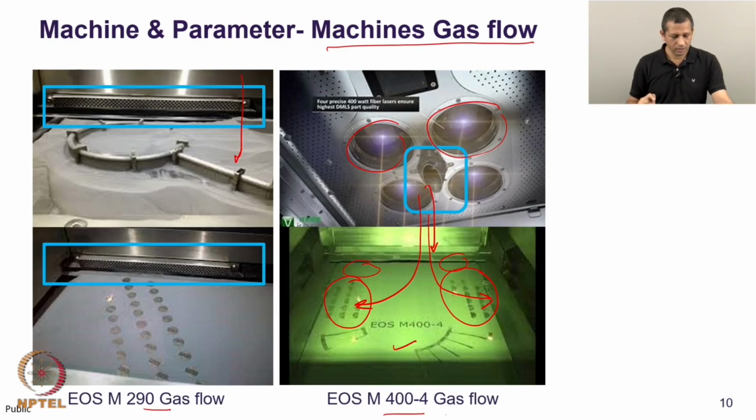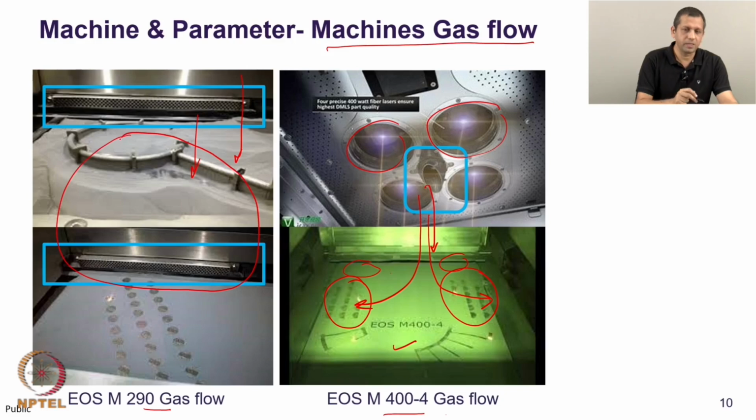In smaller chamber machines like M290, the gas flow rate does influence. However, since the chamber size is small, the gas that comes from the back side will spread homogeneously in the chamber in a shorter amount of time. So, the properties are not affected that critically.